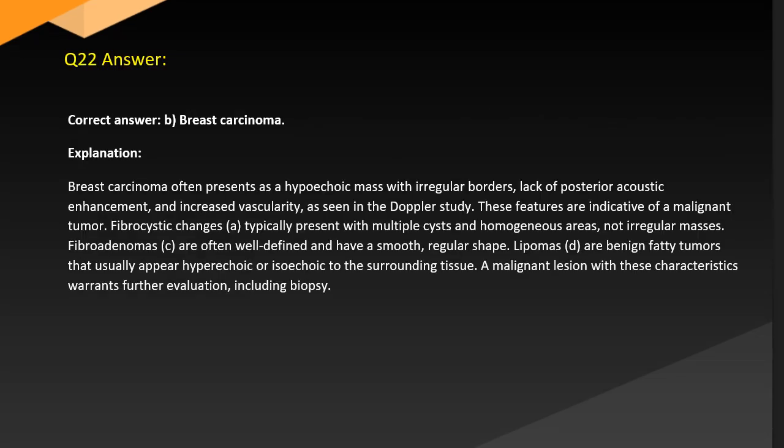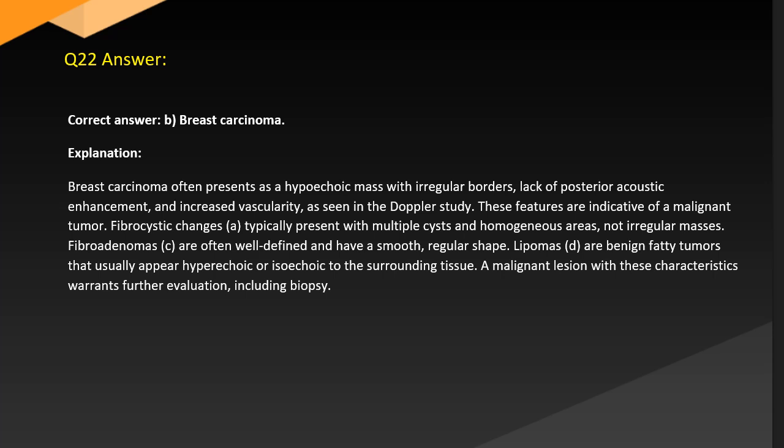Answer. Correct answer. B. Breast carcinoma. Explanation. Breast carcinoma often presents as a hypoechoic mass with irregular borders, lack of posterior acoustic enhancement, and increased vascularity as seen in the Doppler study. These features are indicative of a malignant tumor.